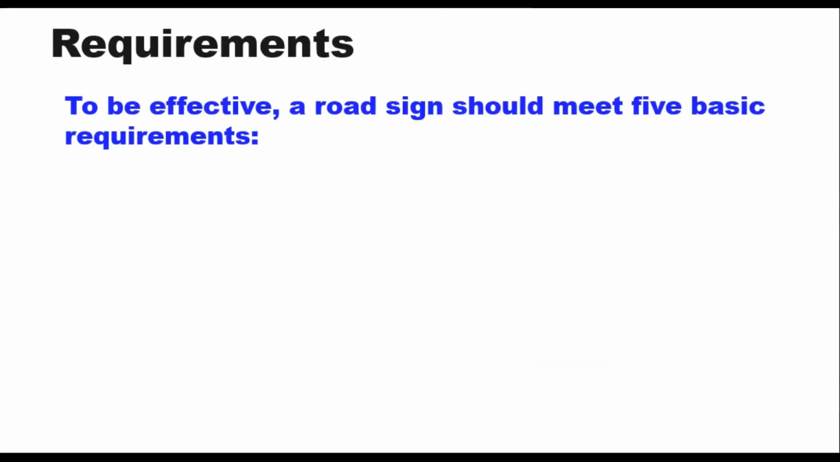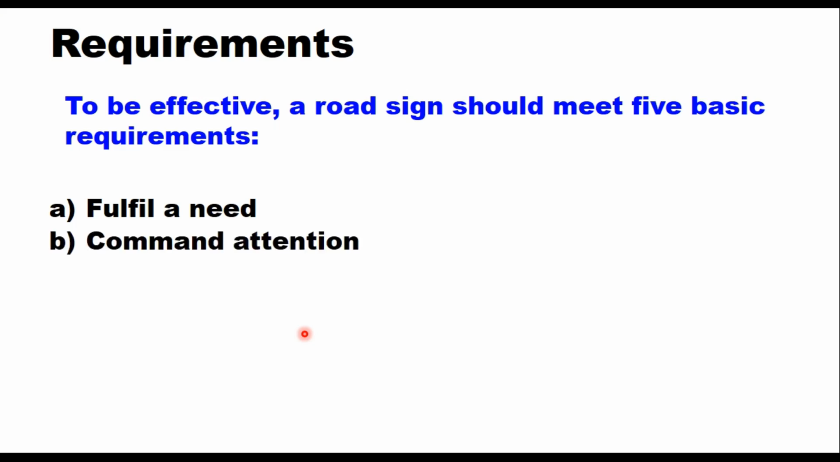To be effective, a road sign should meet 5 basic requirements. And these requirements are: number one, fulfill a need. Each sign must have a specific purpose for the safe movement of traffic, and it should be designed and placed to fulfill that purpose. Second, command attention. And for commanding attention, proper visibility should be there.